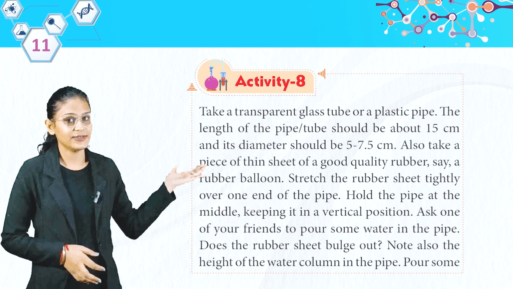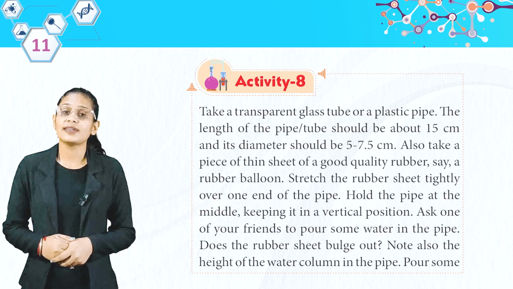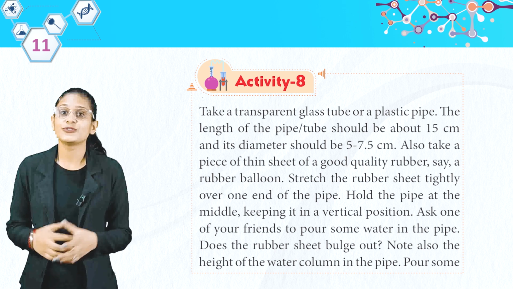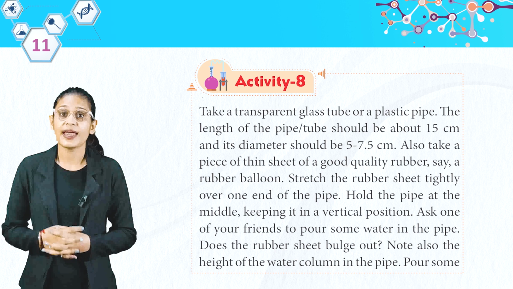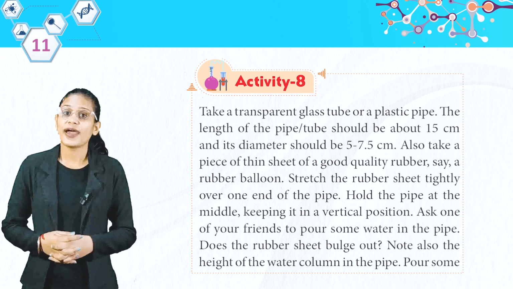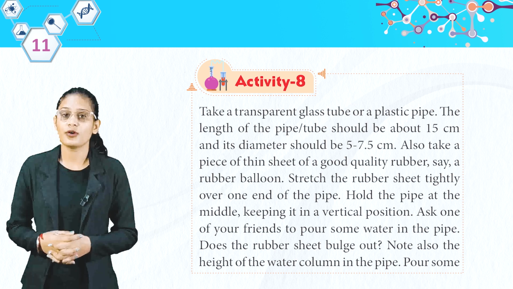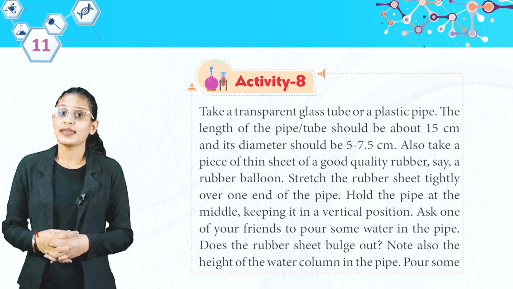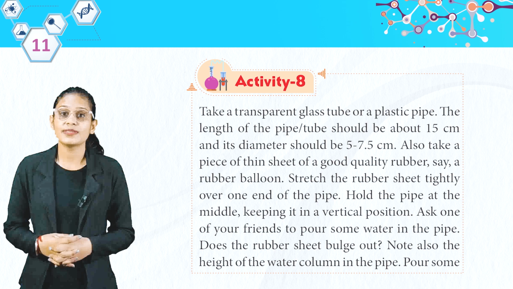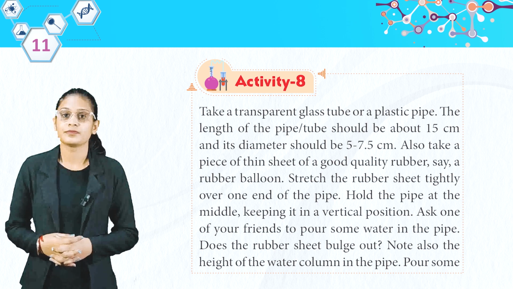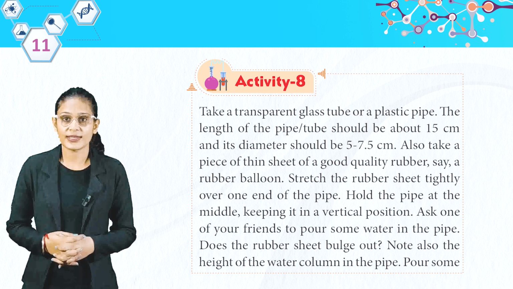Look here, we have activity 8. Take a transparent glass tube or a plastic pipe. The length of the pipe should be about 15 cm and its diameter should be 5 to 7.5 cm. Also take a piece of thin sheet of good quality rubber, say a rubber balloon. Stretch the rubber sheet tightly over one end of the pipe. Hold the pipe at the middle, keeping it in a vertical position.